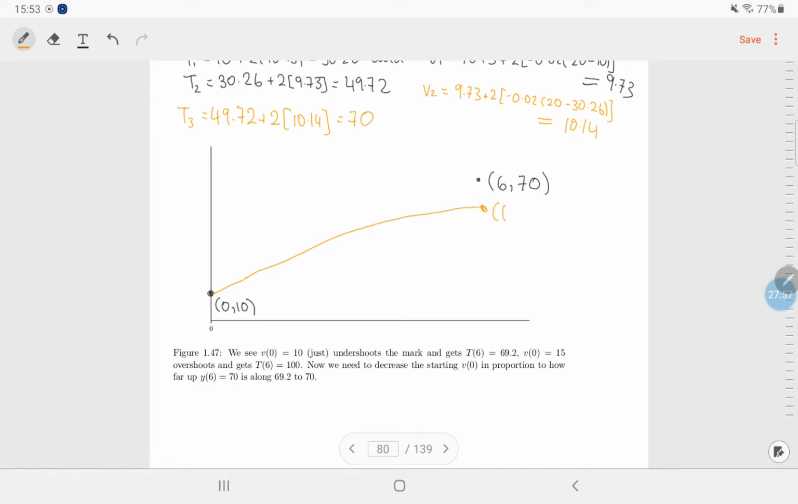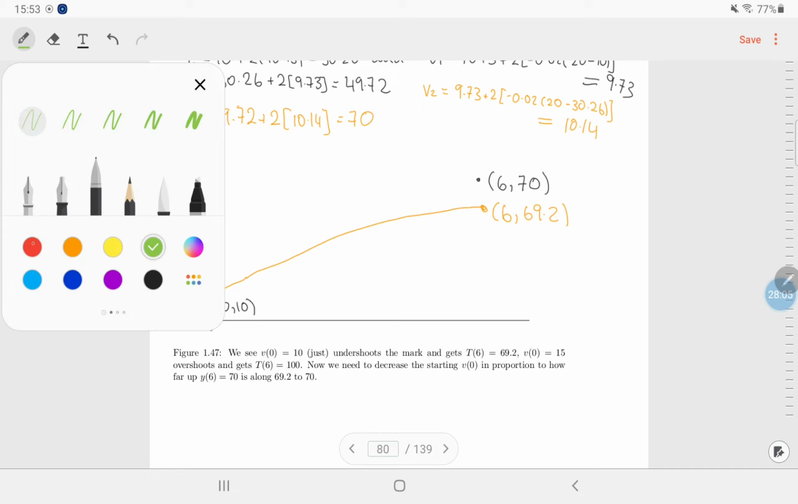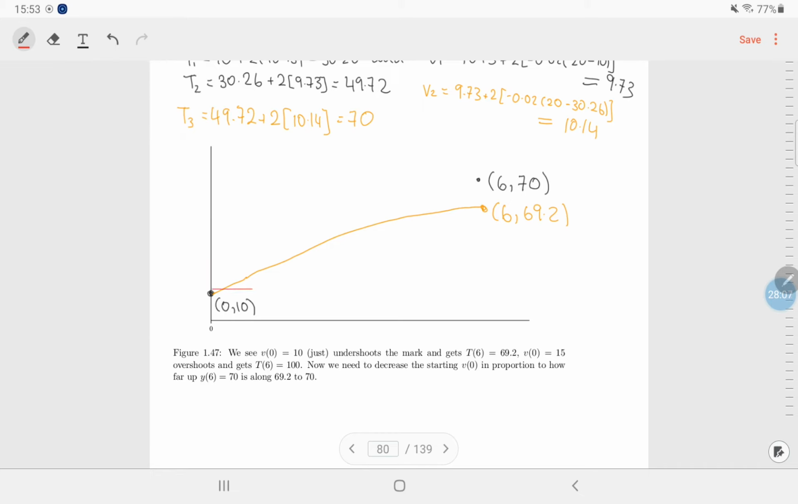So this was the 0.60, and we got 69.2. Then we had an overshoot. Let's rewrite it over. So this went over a good bit. So this was 6, it actually hit 100, didn't it?